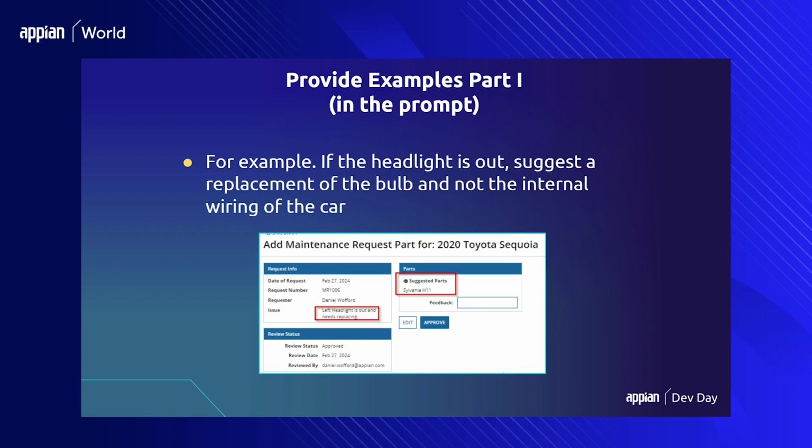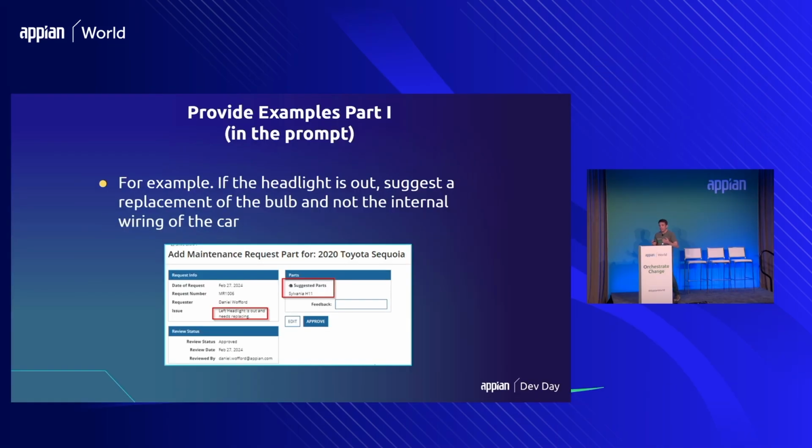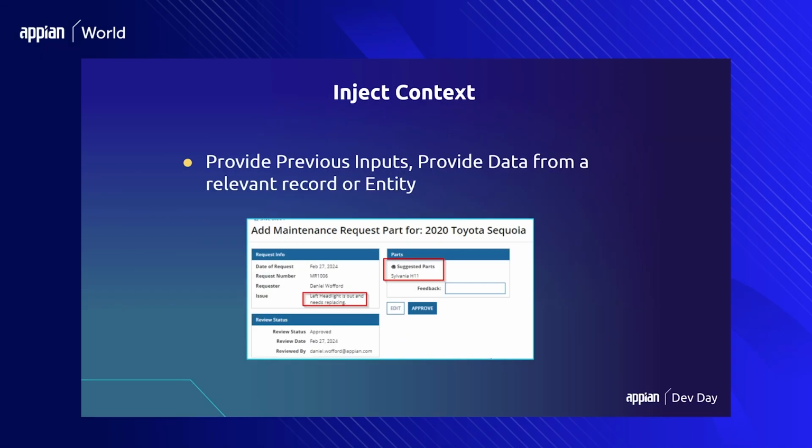So another thing you're going to want to do is provide examples in the prompt. What I call this is more direction-based, or guidance-based. So what you're going to say is that if the headlight is out, suggest a replacement for the bulb and not the internal wiring of the car. Keep it simple, but you need to give that kind of specific guidance. When you provide this guidance-based direction, this is going to be in the prompt part of your prompt builder.